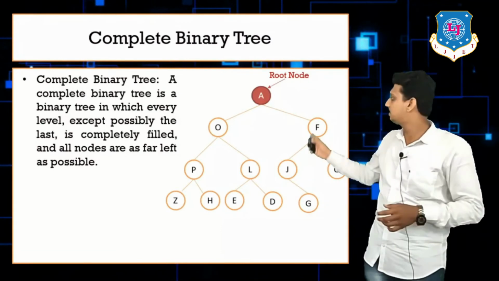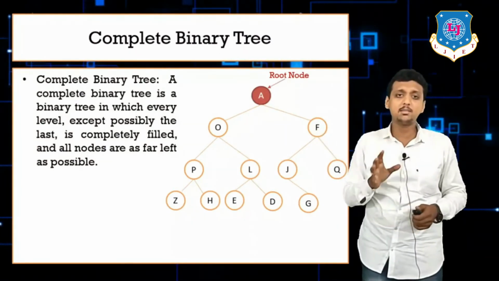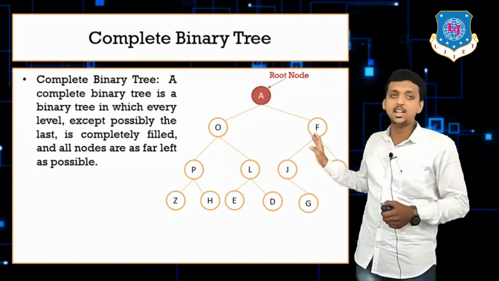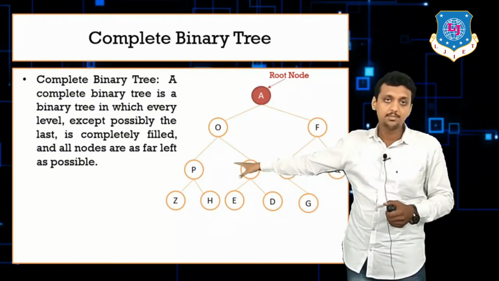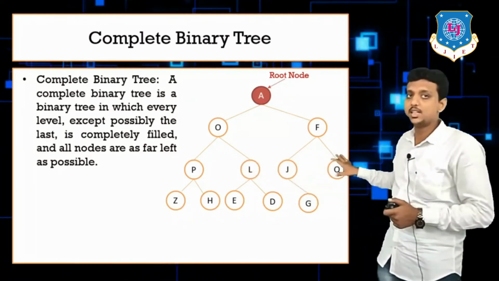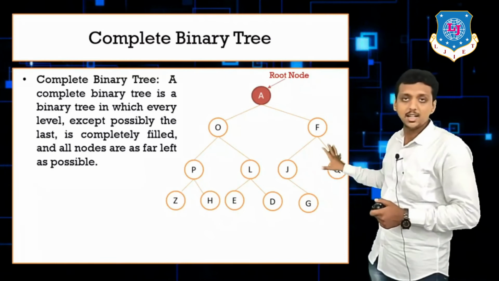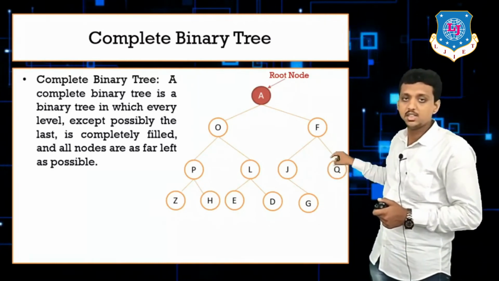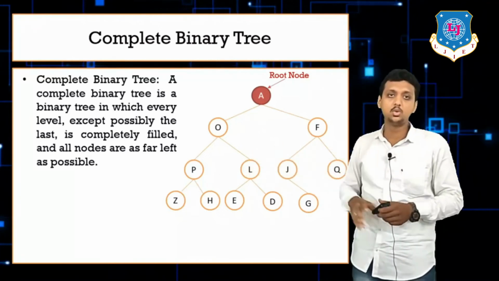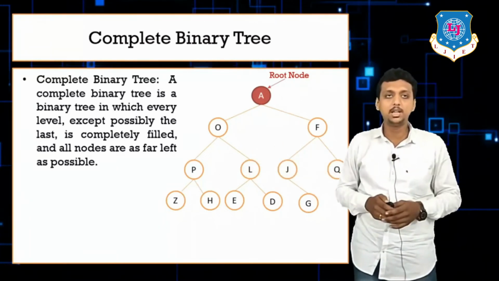Next is complete binary tree. If you can see in this figure, a complete binary tree is a binary tree in which most of the nodes are situated at the left side of the tree. Fully situated at the left side of the tree. If you can see, the right side part is still remaining with some nodes, but the left side part of the tree has contained all the nodes. Fine. So that is known as complete binary tree.